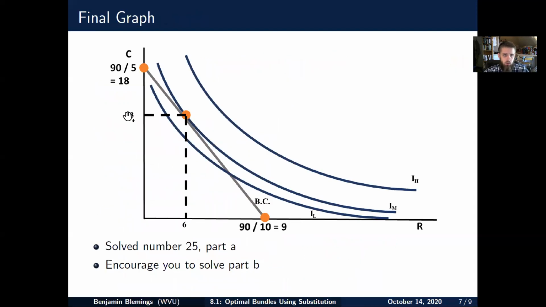But anyway, this is a 6 and this is a 6, and you can see that we have solved for the optimal bundle for Beta: 6 chickens and 6 slabs of ribs. So what I did is I solved page 95, number 25, part A. I encourage you to solve part B by yourself, where the prices are changed to $10 for ribs and $10 for chicken.